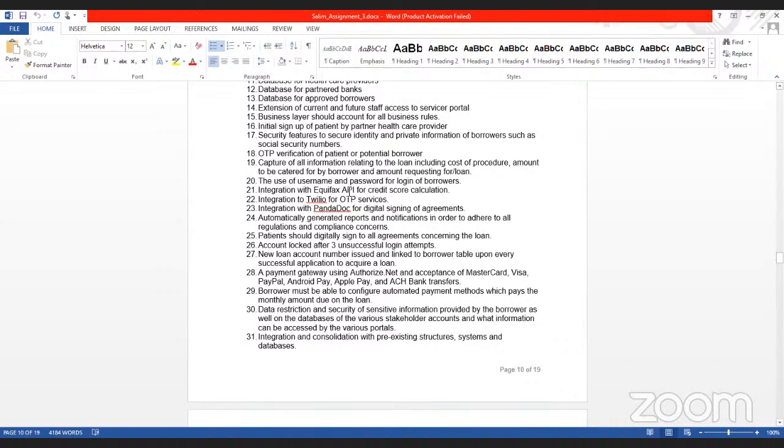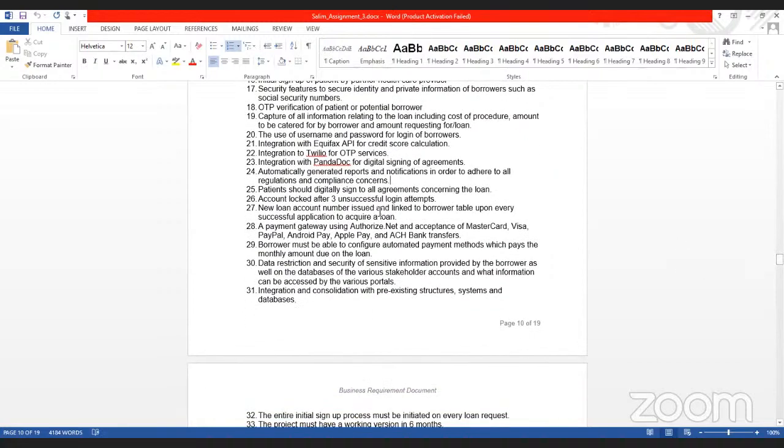We're also integrating with the Equifax API for the calculation of the credit score. We'll also be integrating with Twilio for the OTP services and other messaging services. We'll also be integrating with PandaDoc for the digital signing of agreements, so that it's all done online. And there should be a means of generating reports and notifications. All of this should adhere to all the regulations and compliance concerns which the business would be tasked with. So they should be able to digitally sign all agreements, that's with PandaDoc. And when an account is accessed unsuccessfully 3 times, the account is locked.